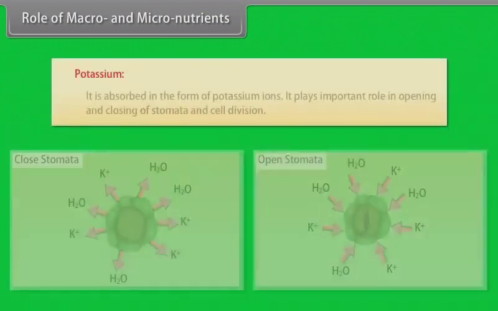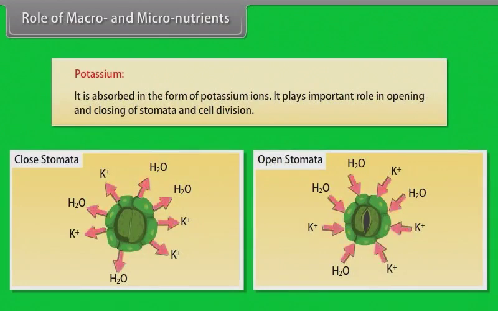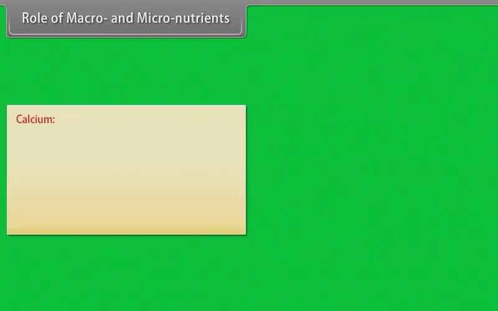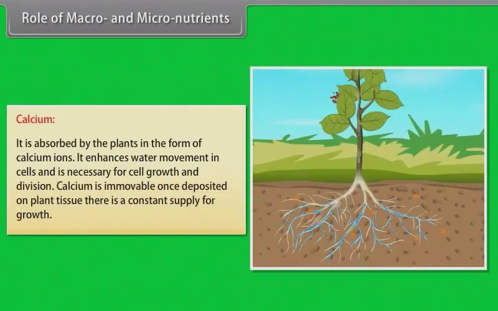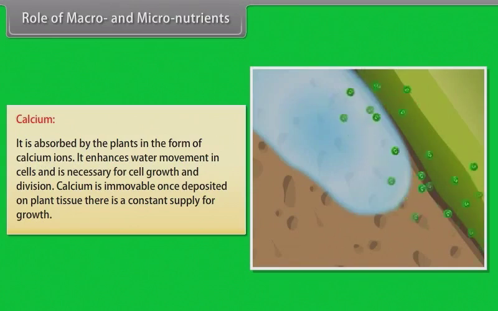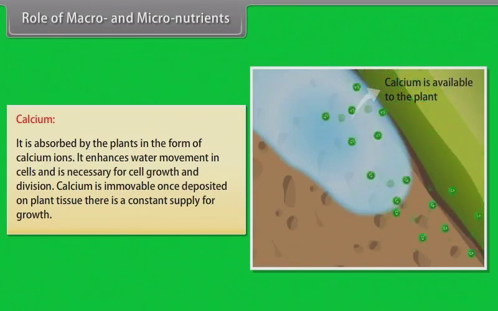Potassium. It is absorbed in the form of potassium ions. It plays an important role in opening and closing of stomata and in cell division. Calcium. It is absorbed by the plants in the form of calcium ions. It enhances water movement in cells and is necessary for cell growth and division. Calcium is immobile. Once deposited in plant tissue, there is a constant supply needed for growth.